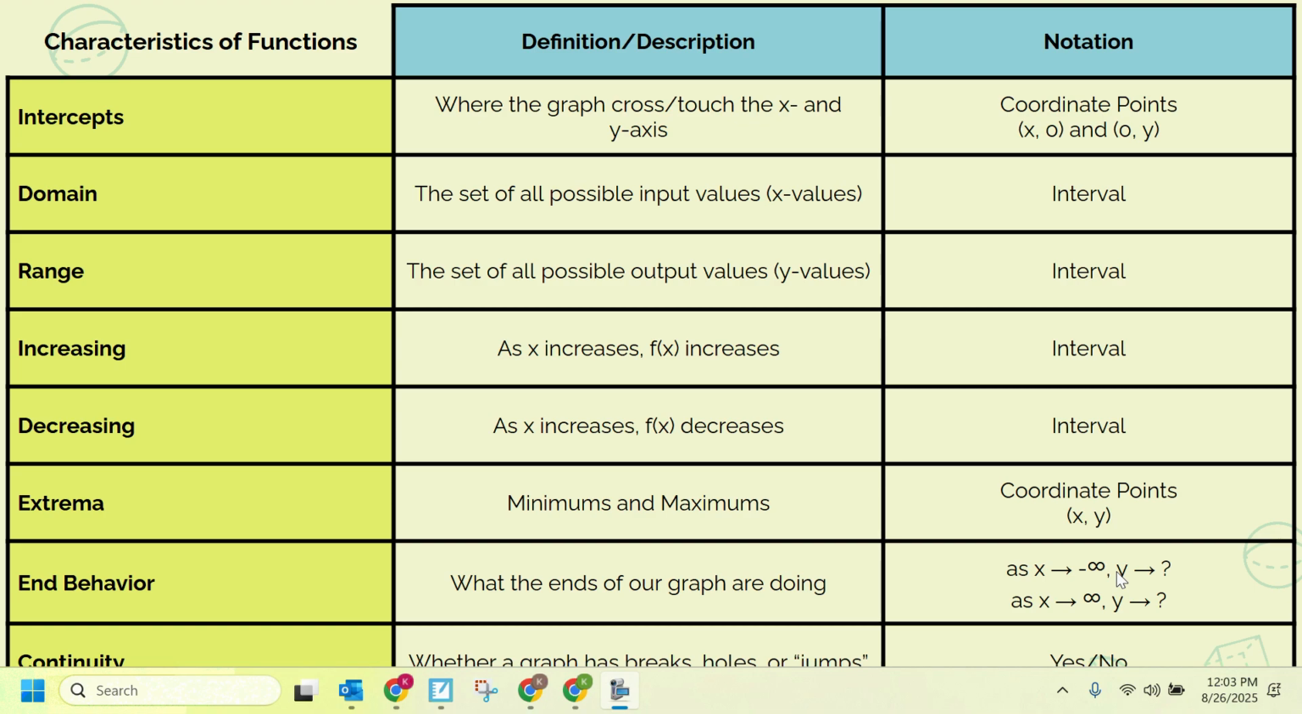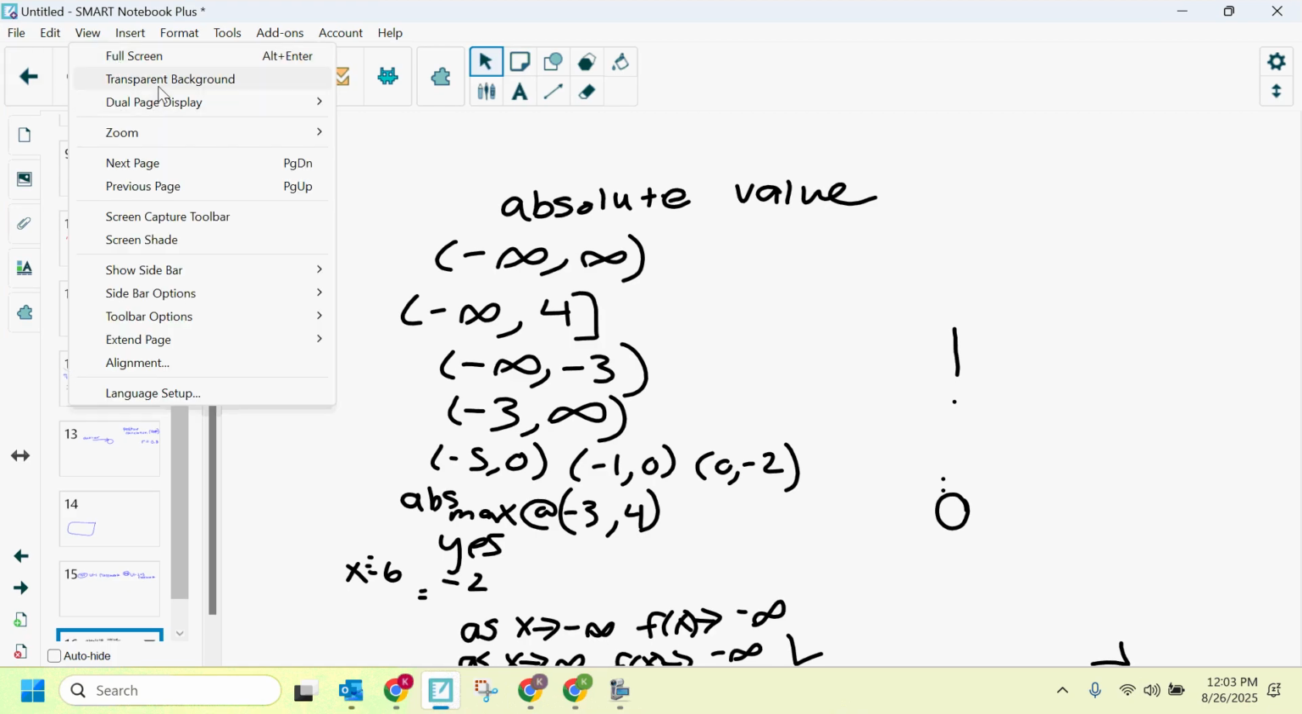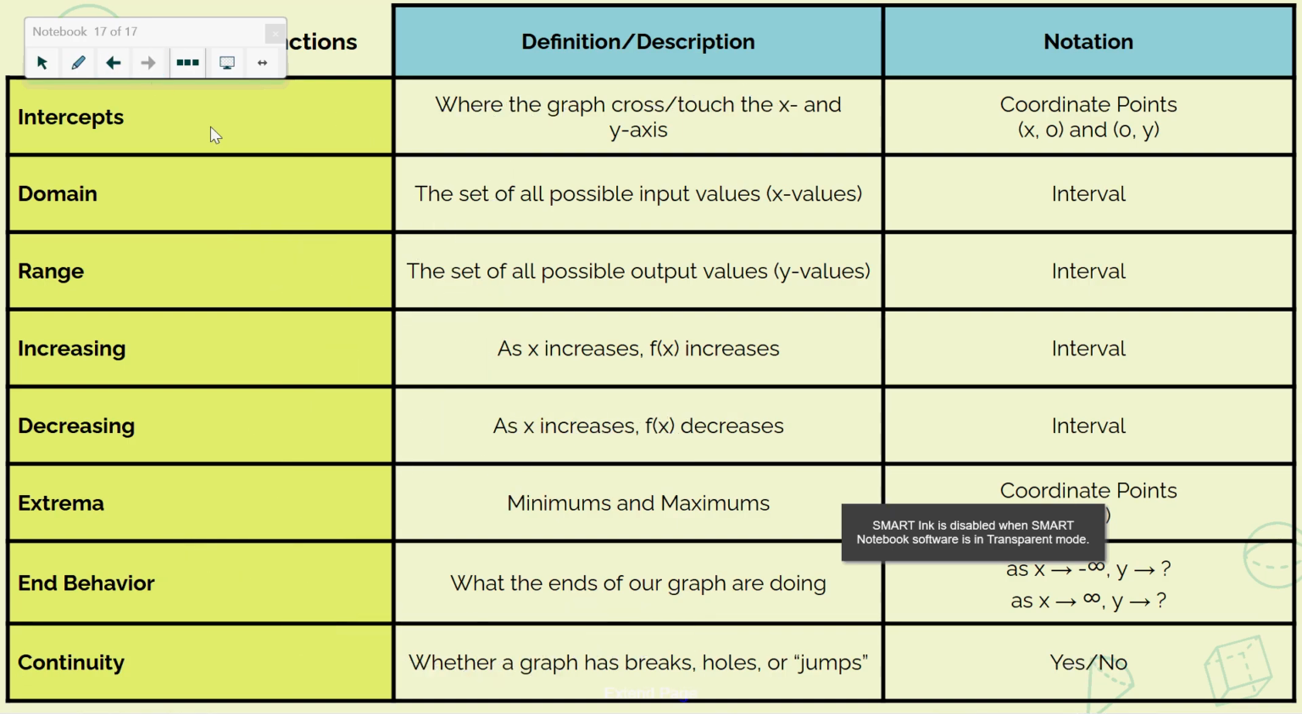So you don't need to write this down. I just want to point out that it's on those slides for you as a good reference when you might need it.